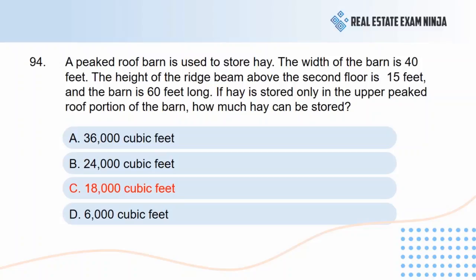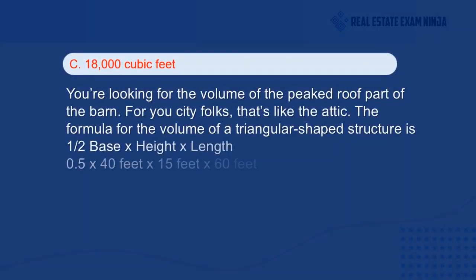The correct answer is C. You're looking for the volume of the peaked roof part of the barn. For you city folks, that's like the attic. The formula for the volume of a triangular-shaped structure is half base x height x length. 0.5 multiplied by 40 feet multiplied by 15 feet multiplied by 60 feet equals 18,000 cubic feet.